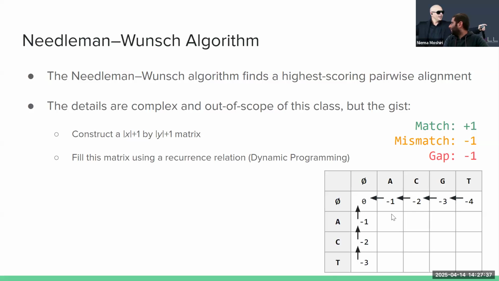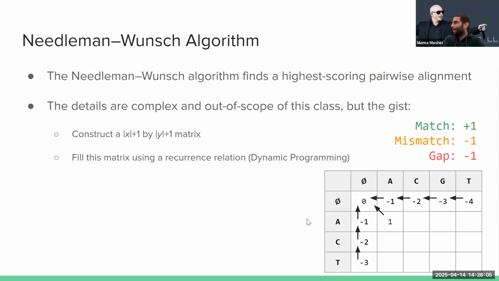I could either go vertically, -1 with the gap penalty would be -2. I could go horizontally, so -1 with the gap penalty would be -2. Or I could go diagonally, so 0 with the match score, 0 plus 1 would be 1. So either 1, -2, or -2. The best of these three options is taking the 1 diagonally.